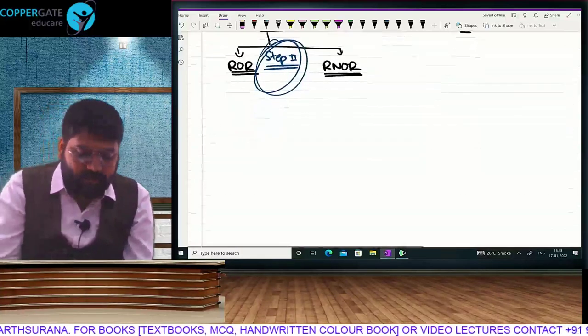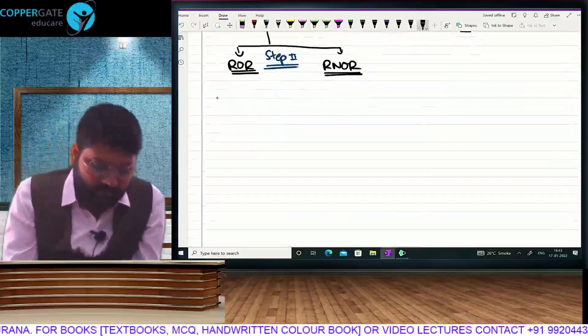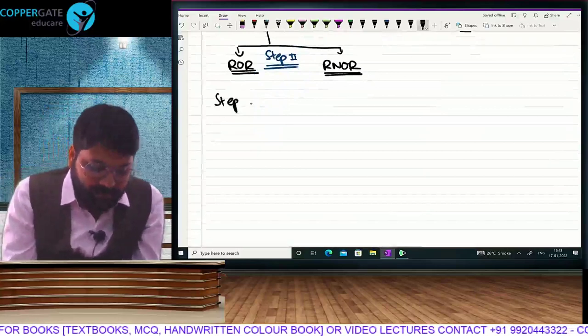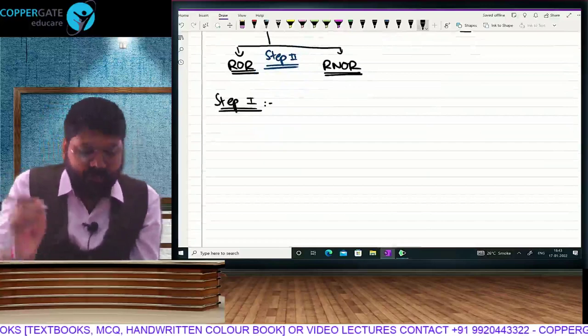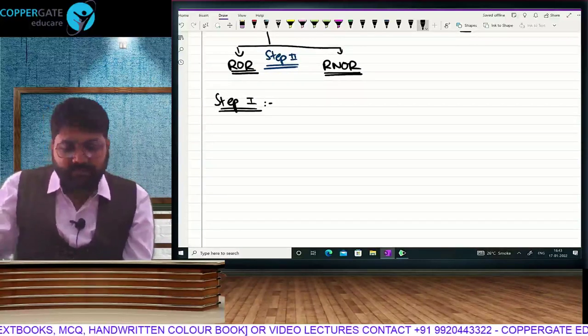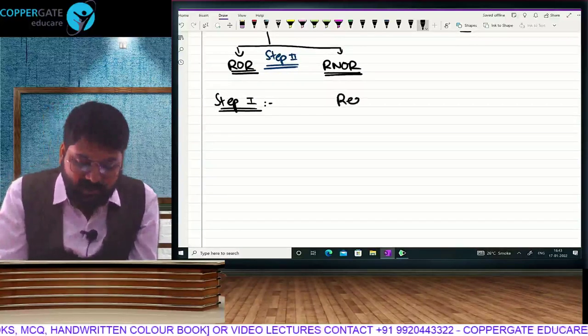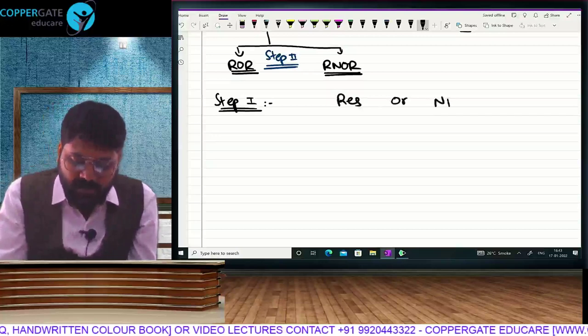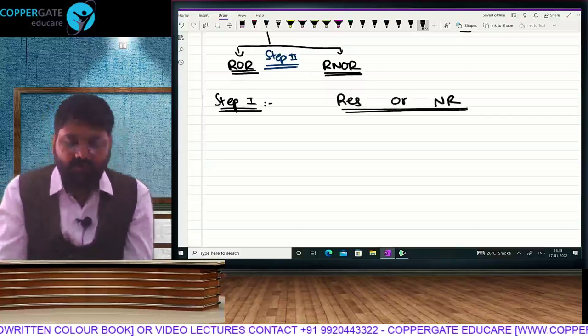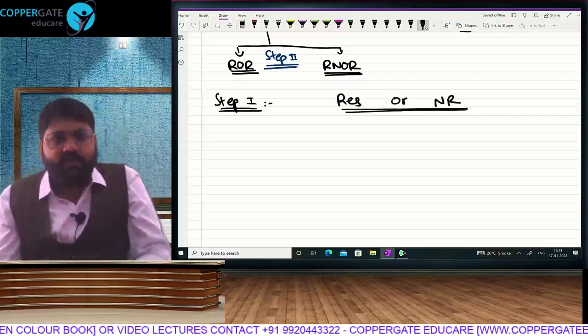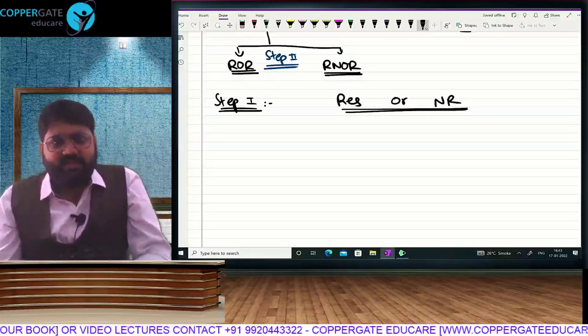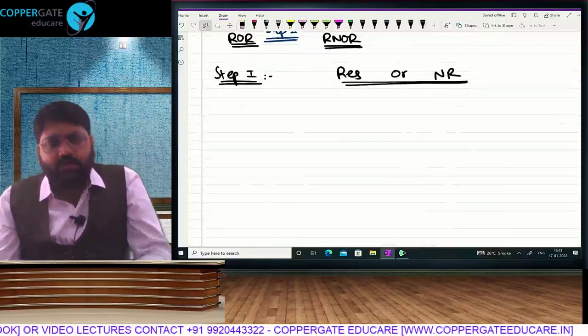Okay. So, tell me. What will we learn first? Step number one. What are we going to learn in this step number one? Whether the assessee is resident or non-resident. We are going to learn whether the assessee is resident or non-resident.